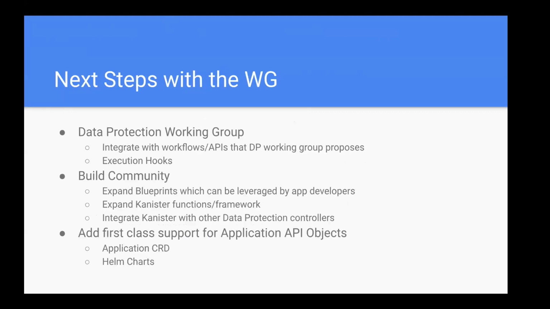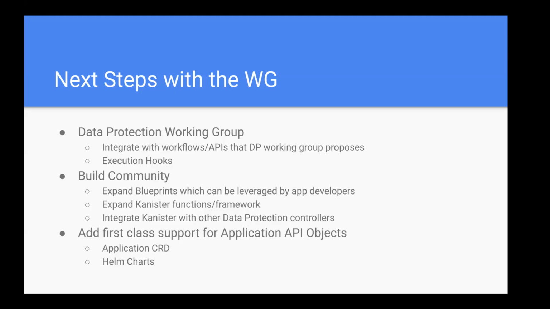So to wrap up, I just want to talk about what we envision for the rest of Kanister. I think the model maps pretty closely to execution hooks, so we'd love to work with Jing to integrate Kanister with some of those. I think we're trying to solve some of the same set of problems, so it'd be good to collaborate there.